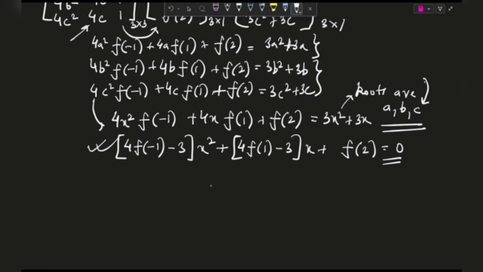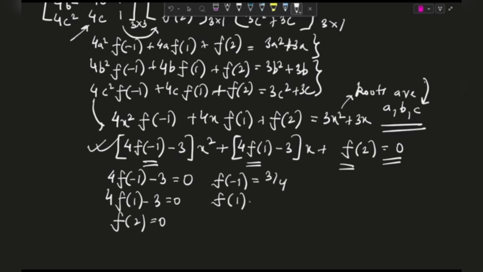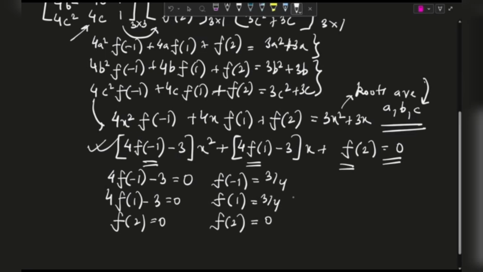And in that particular case, we can put each coefficient individually equal to 0, because it is an identity. So 4f(-1) minus 3 is equal to 0, 4f(1) minus 3 equal to 0, as well as f(2) becomes 0. So what we have finally is f(-1) equal to 3/4, f(1) equal to 3/4, f(2) equal to 0. Like, this question was very well framed. I love this question.